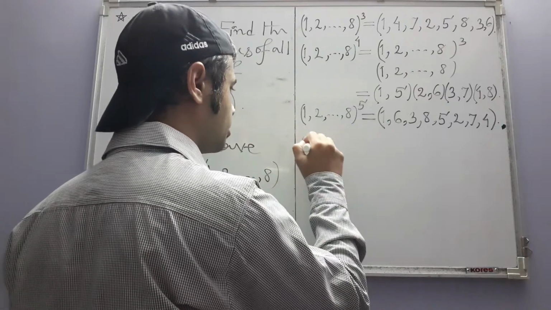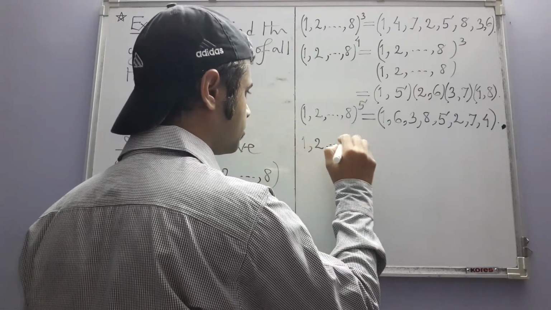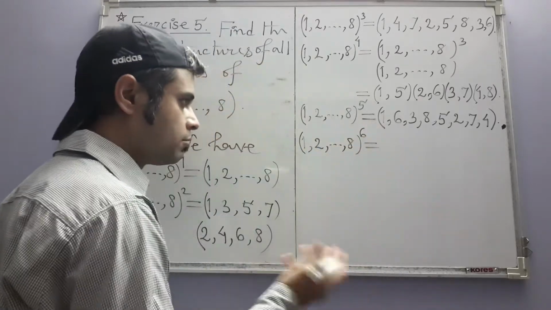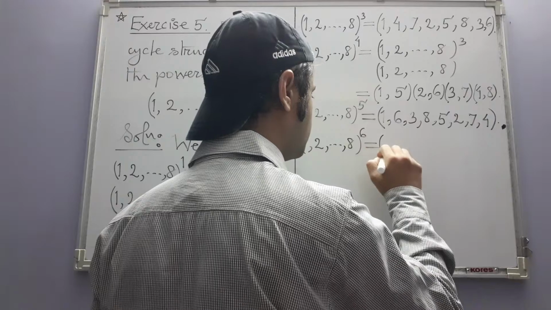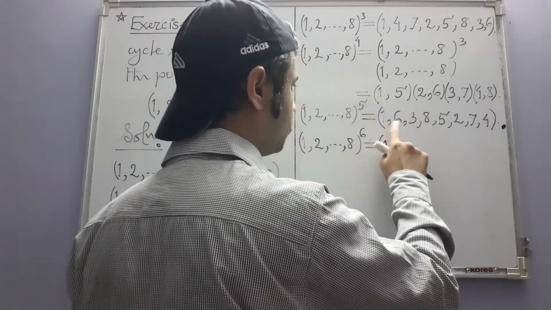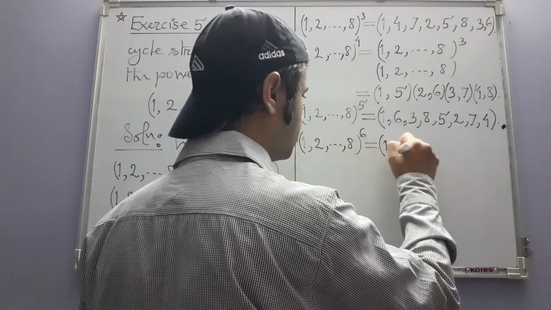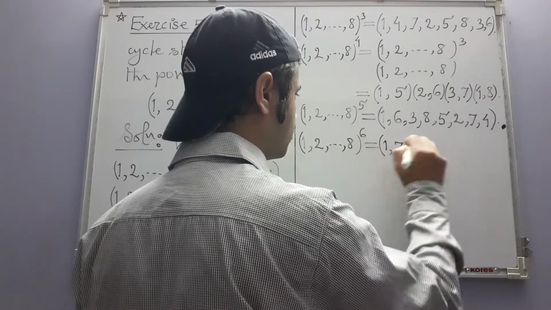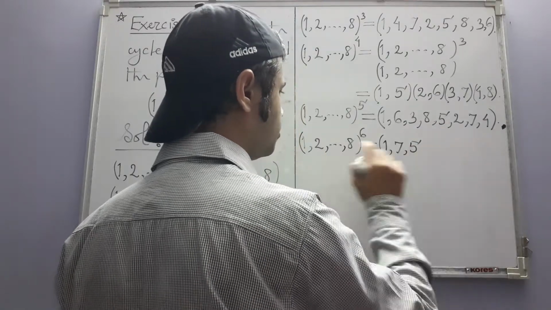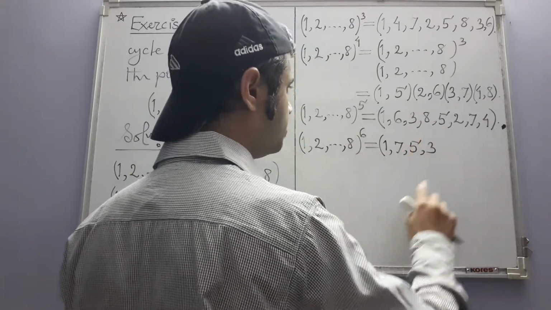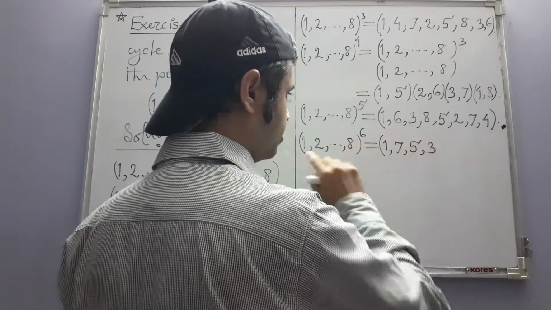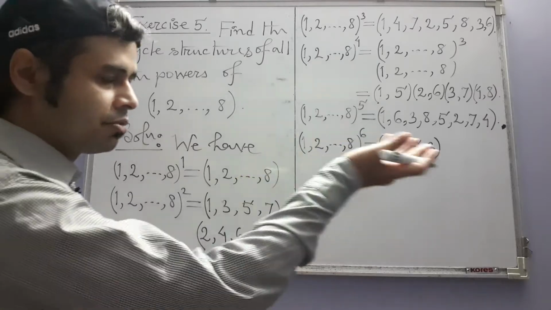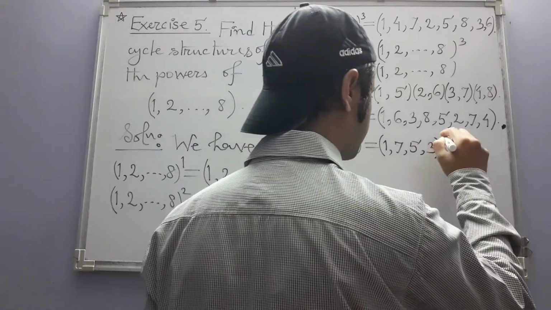Then the sixth power, similarly. 1 to 6, 6 to 7, 7 to 4, 4 to 5, 5 to 2, 2 to 3, 3 to 8, 8 to 1. Okay, so this one has become a single 4 cycle. So that means we will have another 4 cycle, disjoint.